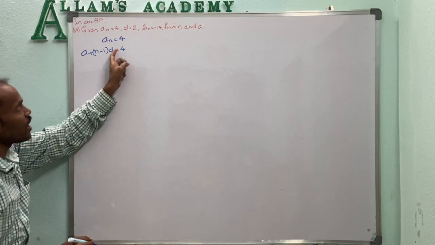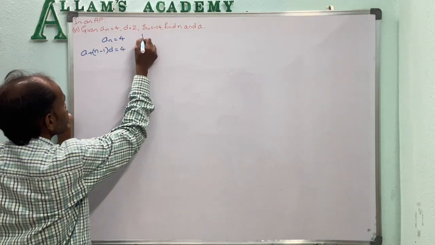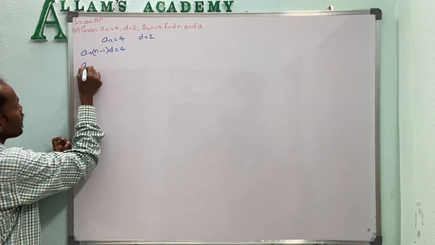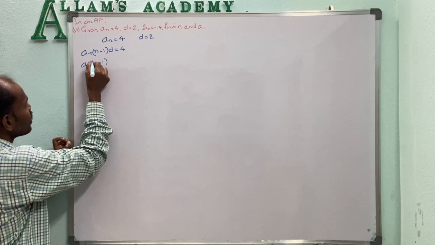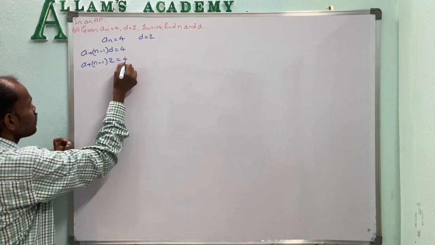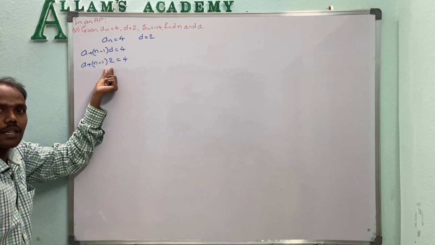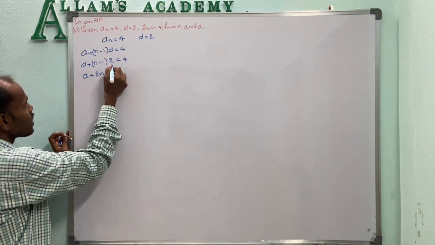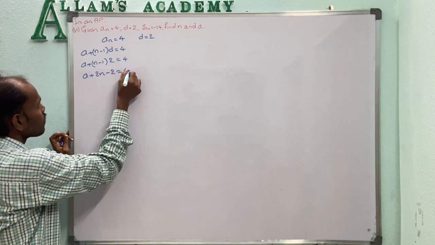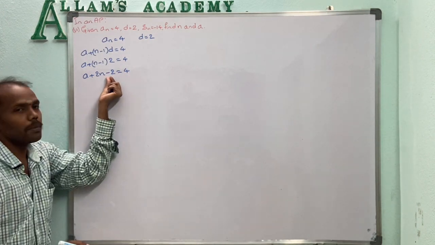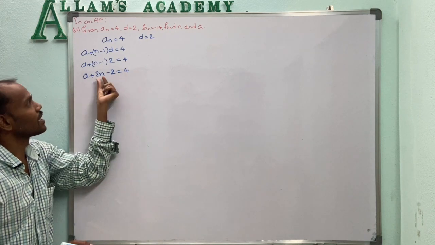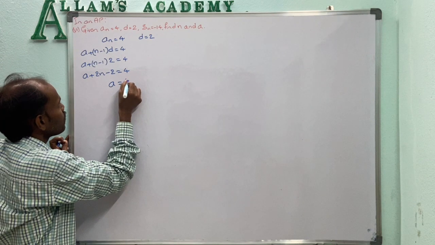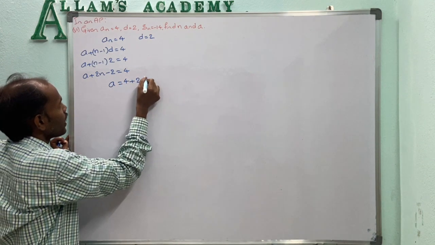Here the d value we know, that is 2, given. Substituting the d value here, a plus n minus 1 into 2 is equal to 4. Now n minus 1 is multiplied with 2, that is 2n minus 1 into 2 is 2, equal to 4. Now this plus 2n minus 2 transfers to RHS, that is minus 2n plus 2. So a equal to 4 plus 2 minus 2n.